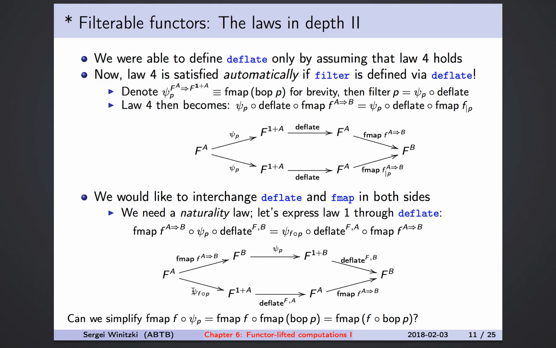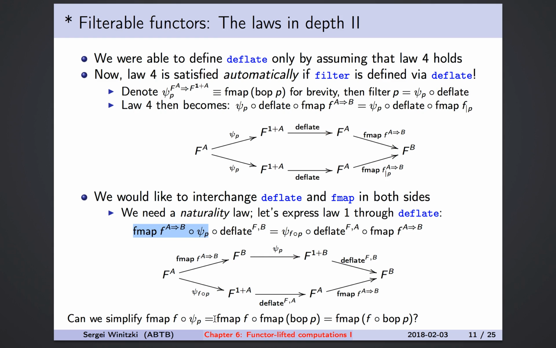So here the filtering occurs first, and then fmap. Here the filtering occurs after fmap. That's the law, that we can interchange filtering and fmap. Now, we would like to transform this so that we can have a law that interchanges deflate and fmap. We almost have that, except we have this psi in the way. So can we simplify this, perhaps, somehow?